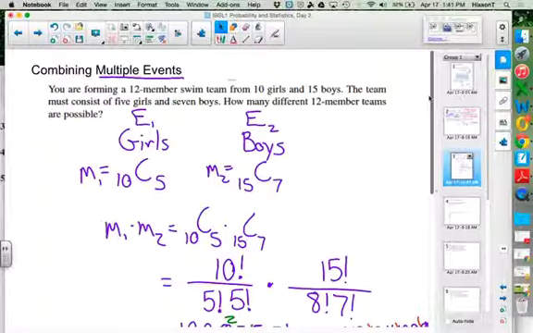If I was picking cards out of a deck and I was replacing it every time, it would just be 52 times 52 times 52, however many times I picked it out. But a permutation or a combination is selecting it out without replacement. So keep that in mind.